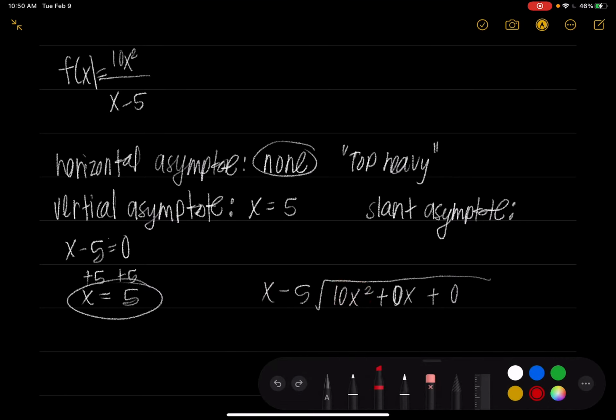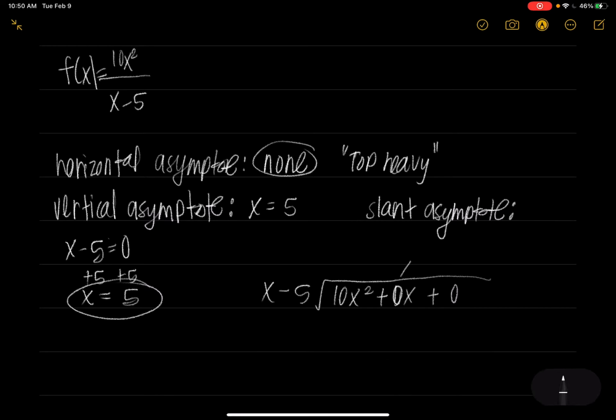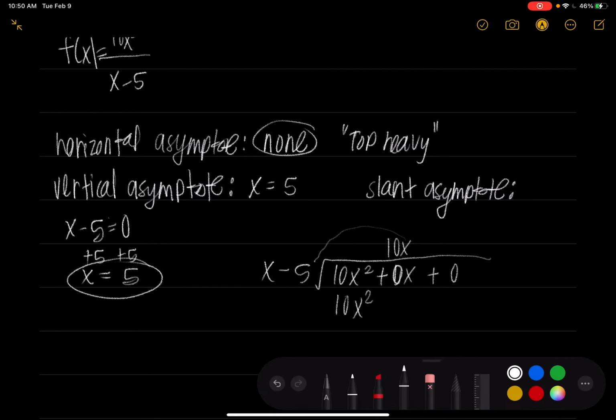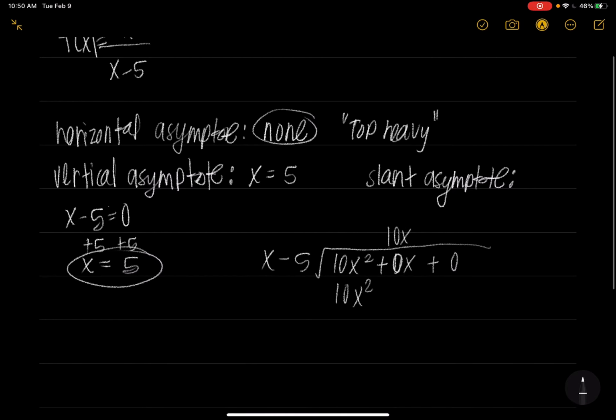Well, you could multiply it by 10x. If you say 10x times the x, you get 10x squared. And then if you say 10x times the negative 5, you get negative 50x. What you want to do at this point is put parentheses around it and subtract. You get 0 right here, and then you have 0 minus negative 50x, which is a positive 50x.